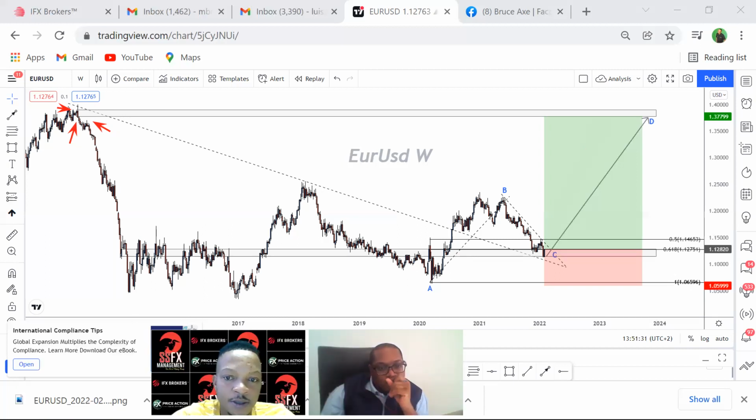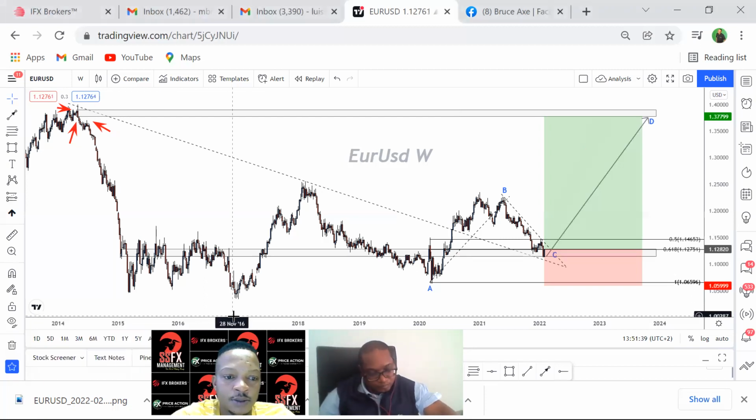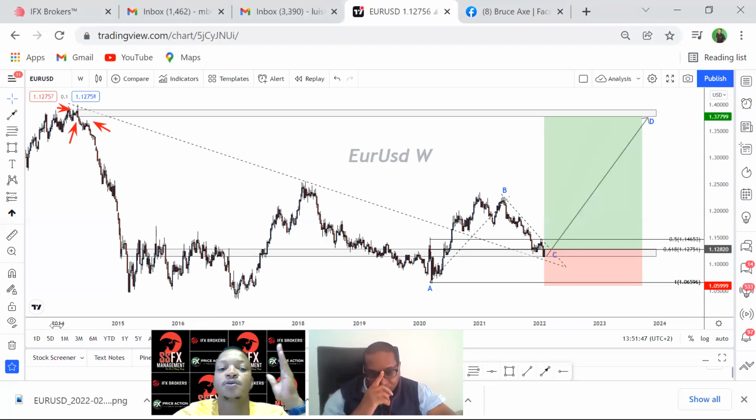Okay, yeah, it's 2014. See, price has been there since 2014. So it means that is the strongest level there. When price reaches that level, a lot of traders will want to sell it going down. Hence we call it a supply zone.